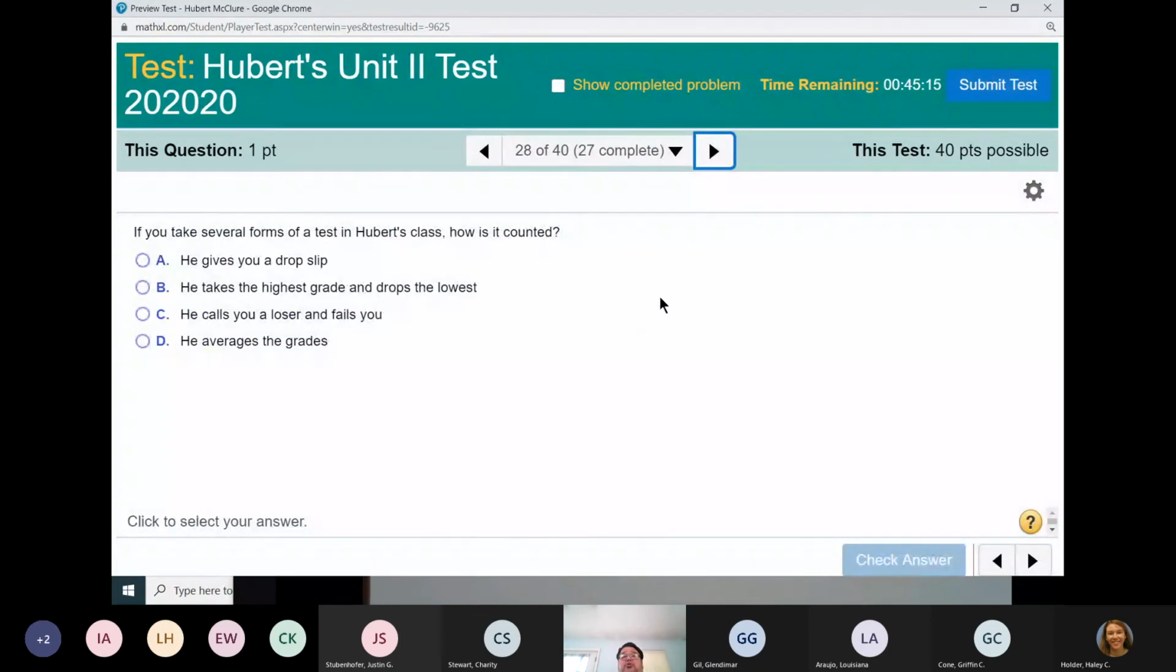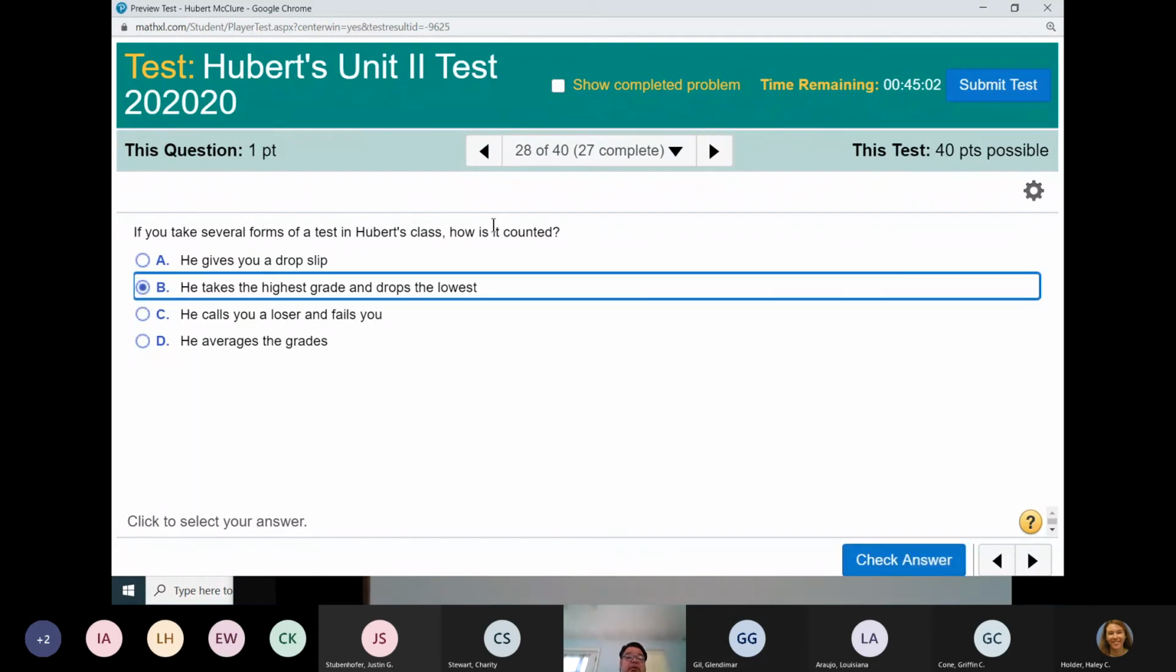I hope you didn't mind me using your name, Miss Gill, but you've got a short name. That's why I used it. No, it's fine. I hope you're not offended. I hope not. No, I'm not. If you take several forms of a test in Hubert's class, how is it counted? Takes the highest grade.